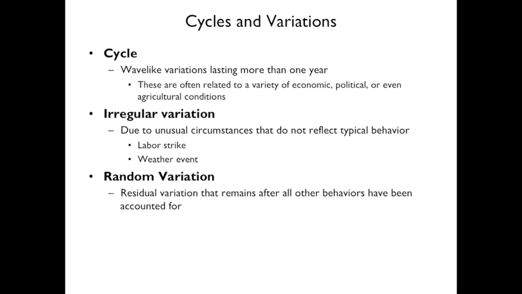An irregular variation is something that a lot of times you can explain, but it's not typical. Something like a labor strike, a weather event, a hurricane hits, and suddenly it disrupts everything. Random variation: there's always random variation. No matter how good your model is, there's going to be just random variation. The number of customers goes up and down no matter how well you predict it. It's going to go up and down some.